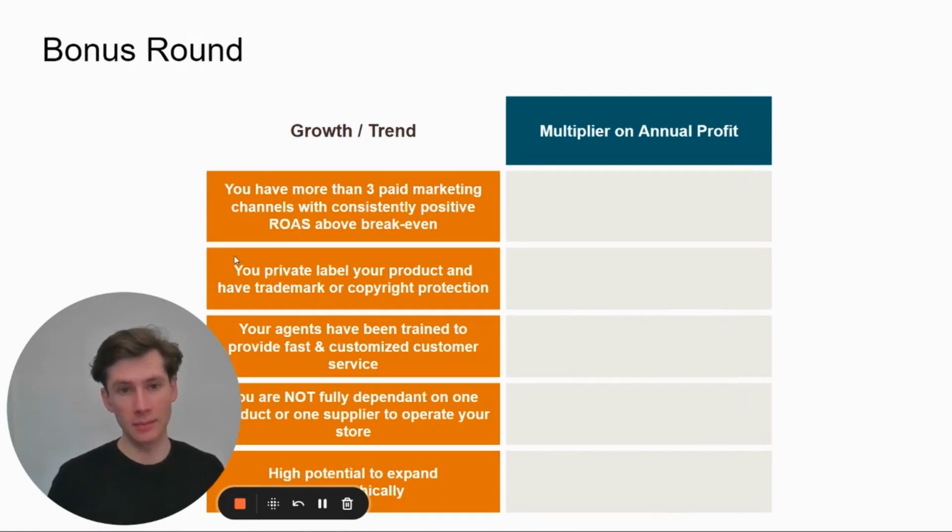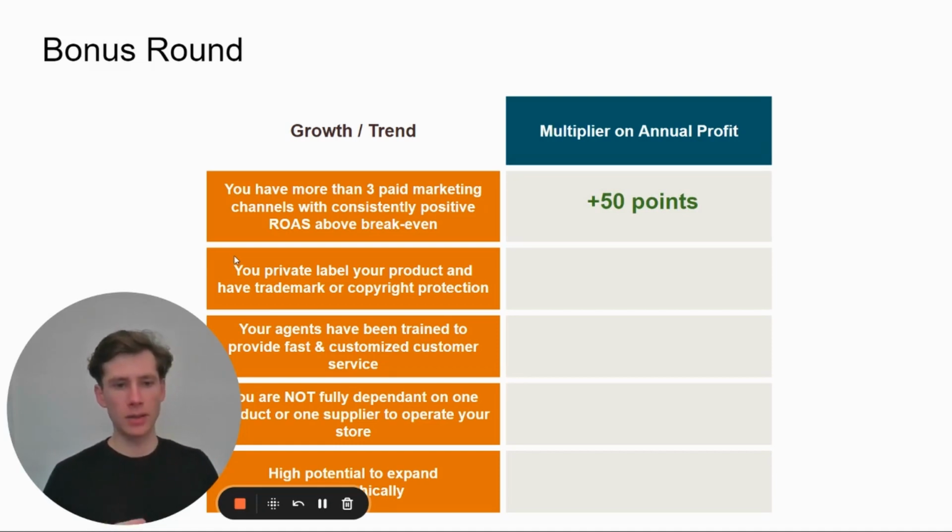And finally, bonus round. So we're almost at the end. If one of those things applies, then you will just get bonus points that will help out your end valuation. So number 1, if you have more than 3 paid marketing channels with consistently positive ROAS, above break even, then I think that's very strong. That's plus 50 points. I don't think I have to explain why.